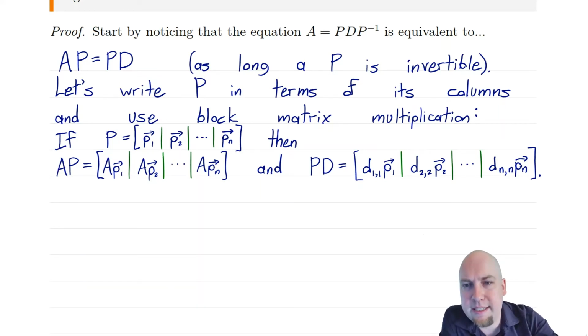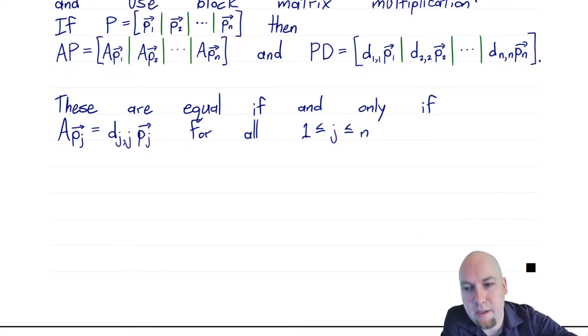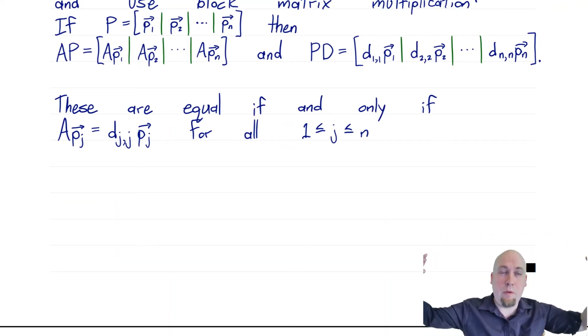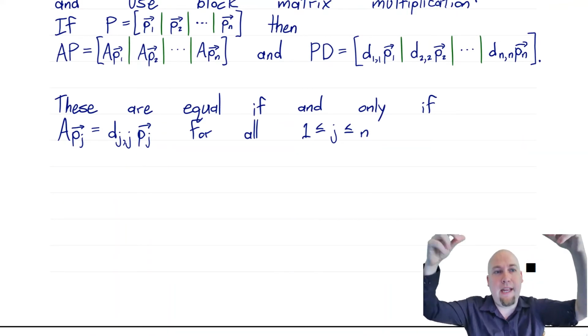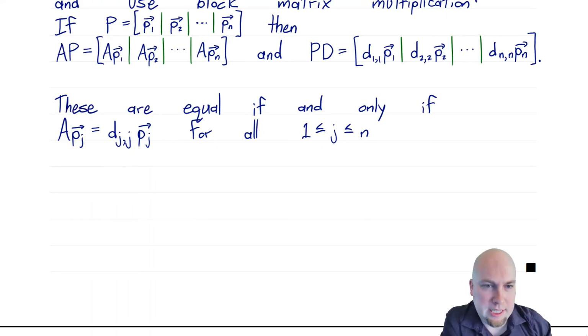Now this is nice because we see that this equation that we want to be true is true if and only if these two matrices are equal to each other. In other words, if and only if all of their columns are the same as each other. So AP1 has got to equal D11P1, AP2 has got to equal D22P2, and so on. That's all we've got written down here. So what we've got so far is that this matrix is diagonalizable if and only if this happens for each j between 1 and n.